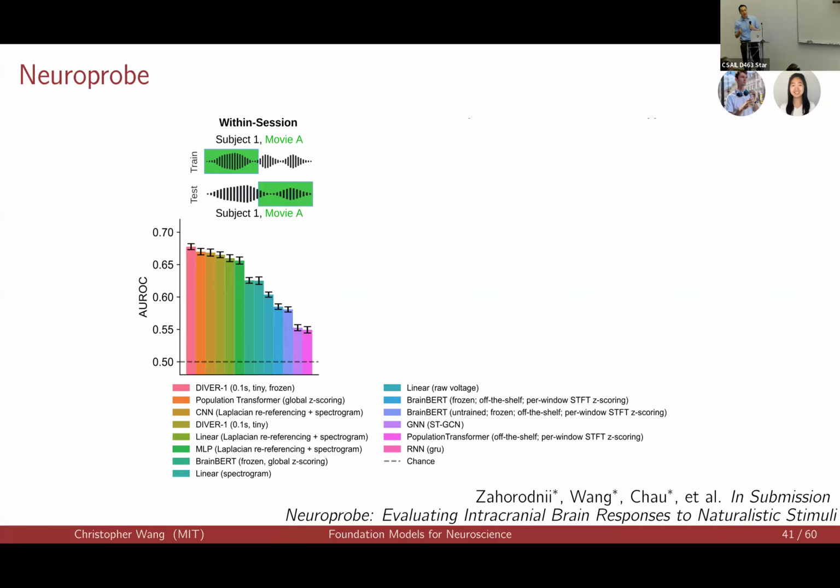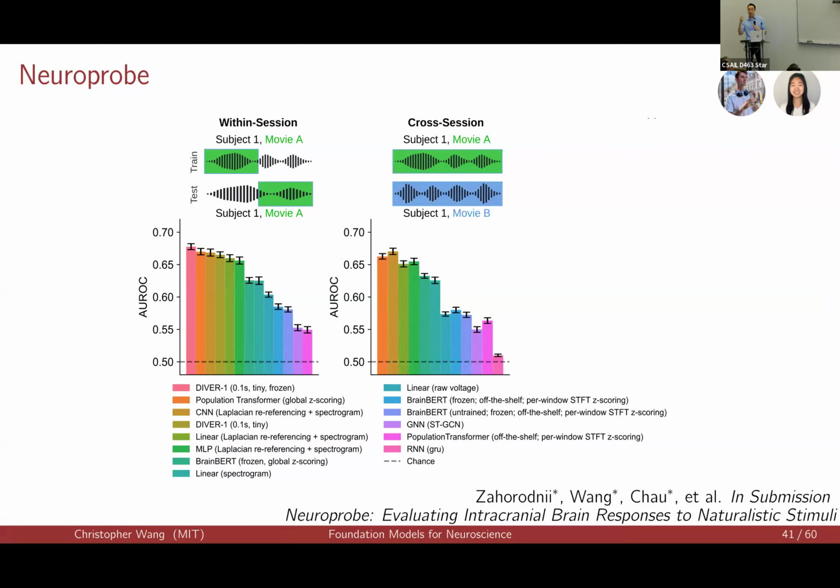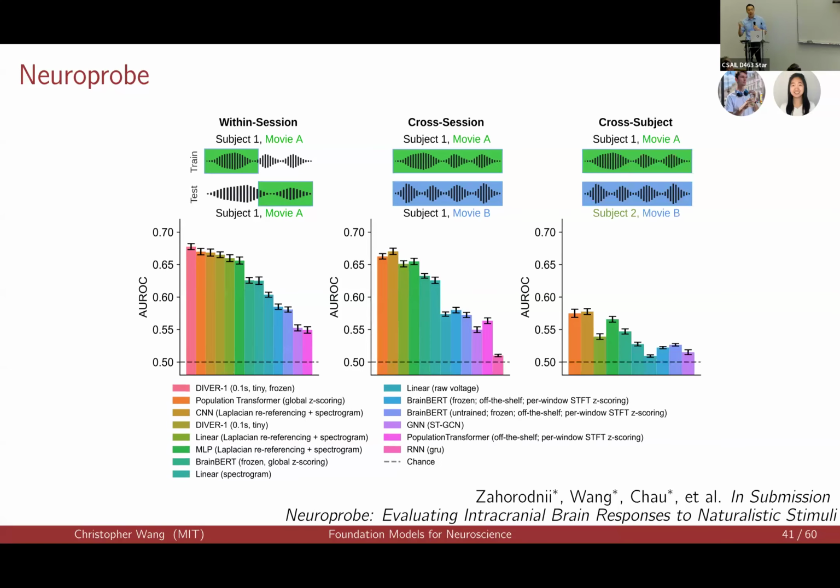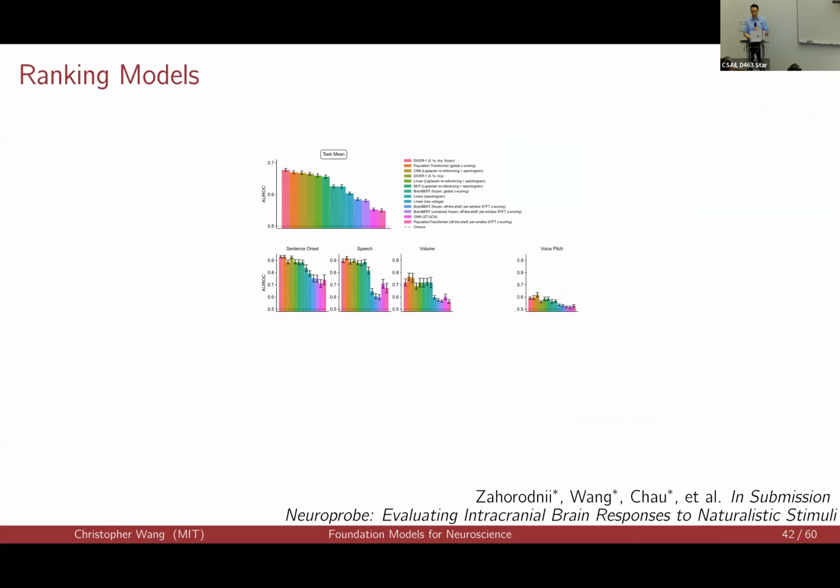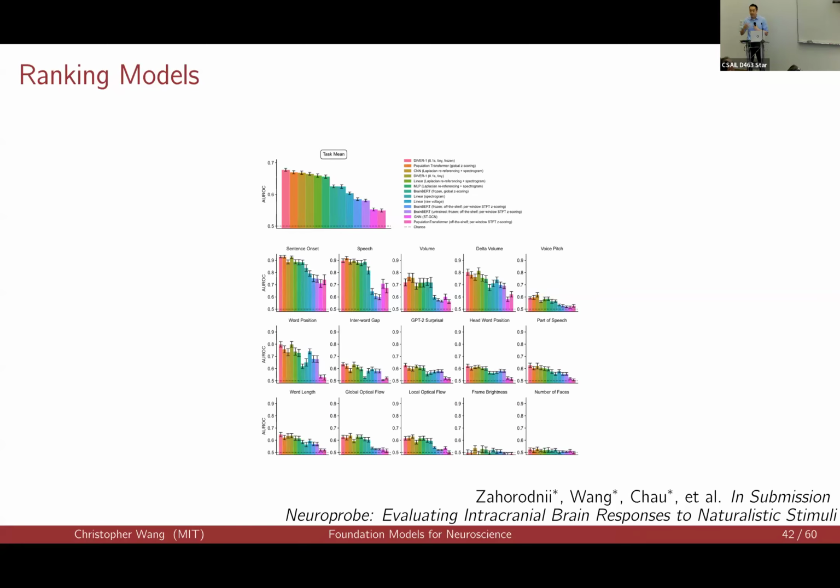In our original evaluation, we were training on one portion of a session and testing on another portion. With NeuroProbe, we also have a setting where we train on one session and test on another session, and train on one subject and test on another subject. You can see by the decreasing performance of the models that the settings are getting more and more challenging. We expand the set of tasks from our original 4 to 15 audio, vision, and language tasks.